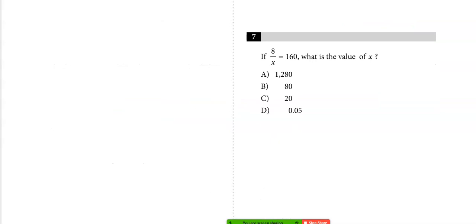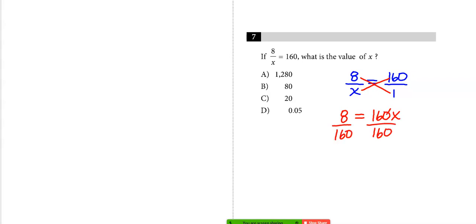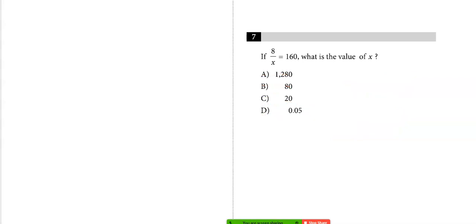Number 7 looks like a pretty standard proportion. So I think we can just set it up. I always think it's helpful that if you have a fraction on one side and a whole number on the other, to put a 1 under the whole number. So 8 over x equals 160. I like to put a 1 under it because now it's very clear what to do. I got 8 equals 160x. Divide by 160, divide by 160. I don't even need to touch a calculator because 8 divided by 160 is a very small number. So that wipes out all of these. Correct answer is D. So that's probably why it's on the no calculator section. Moving right along.